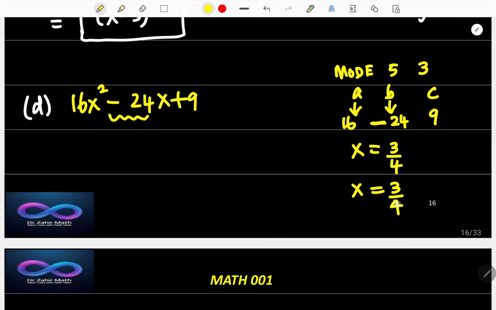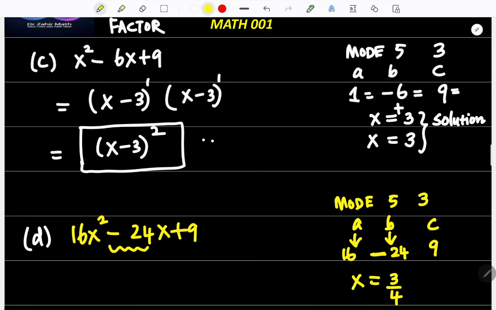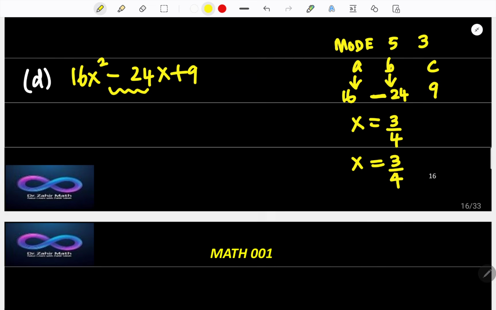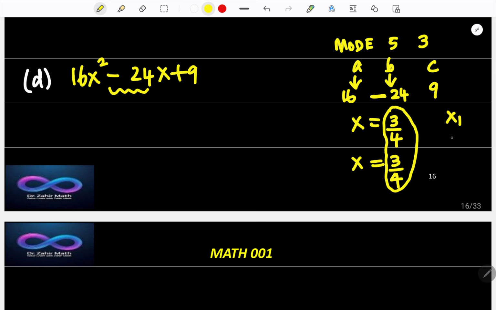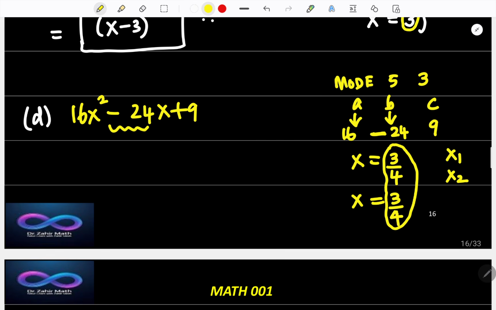The same answer, not minus. Look here, 3 by 4 and 3 by 4. Same answer again. If the calculator gives x, if it gives x1, then look what is the answer, x2. Okay, right. So now this is called what? Solution. Now we are going to write the factor.